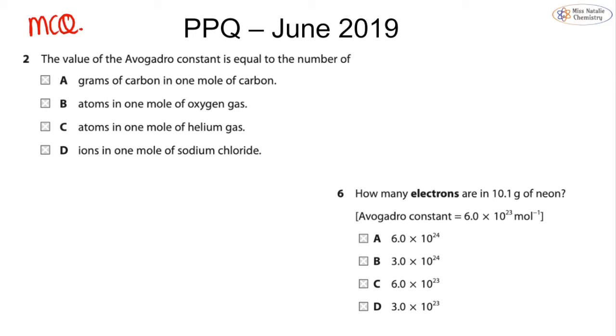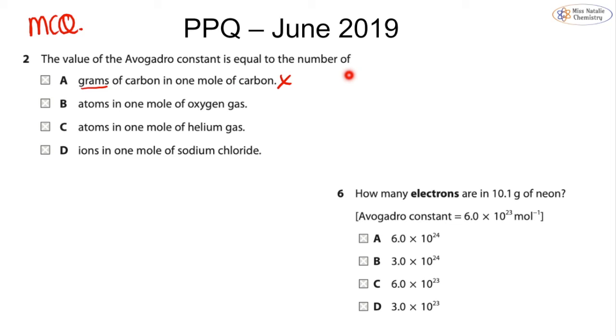So for this from the June 2019 paper, the value of the Avogadro constant is equal to the number of, and it's finding one of these. So we have to look at, is it A, the grams of carbon in 1 mole of carbon? Well, we know that Avogadro is nothing to do with grams. It is not a mass, it is about the number of particles. So it cannot be that answer. So that leaves us with B, C, and D.